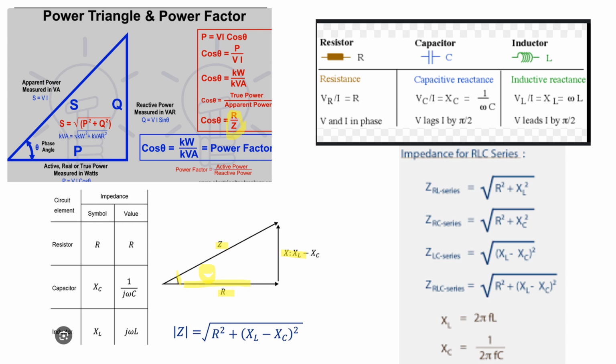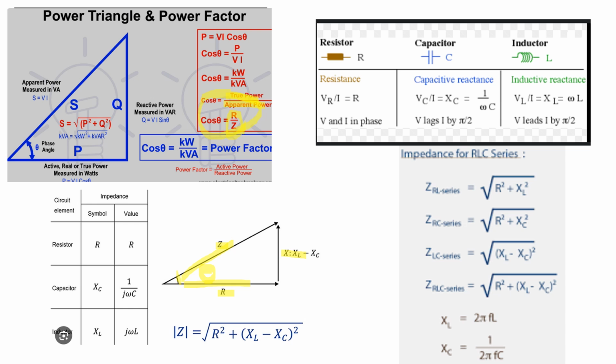That is the base by hypotenuse. Cos θ is base by hypotenuse. So R by Z also gives the power factor. For the power triangle, cos θ is equal to true power by apparent power. These two are important formulas for power factor. The unit of power factor is unitless because it is a ratio of power. If power has the same unit, the units get cancelled, so it is unitless. And in the case of resistance and impedance, their units are also the same, it is ohm. So power factor is unitless.